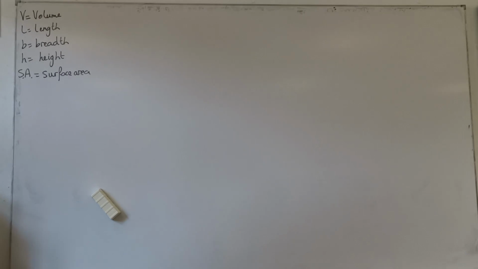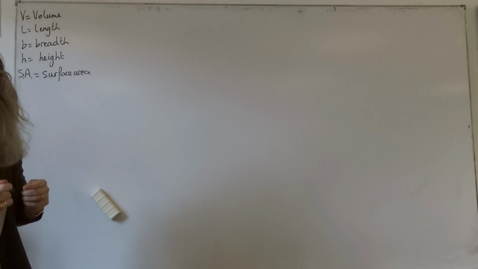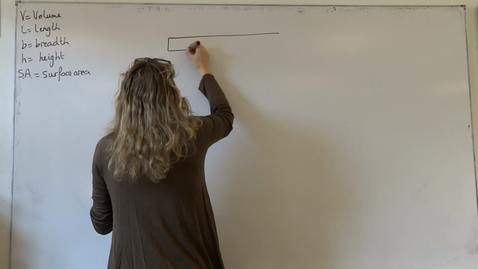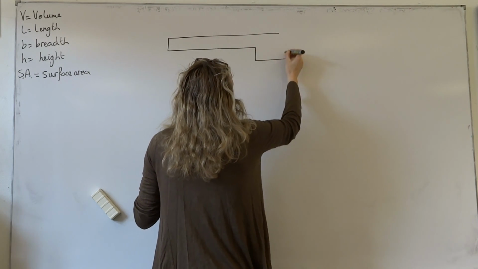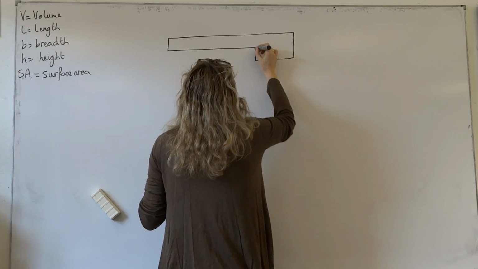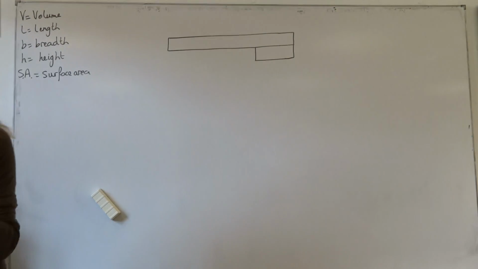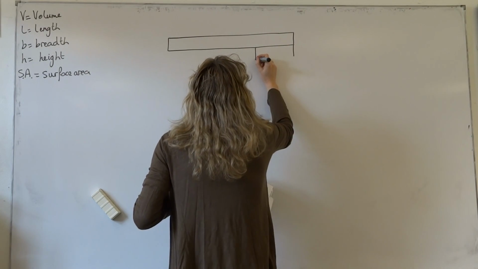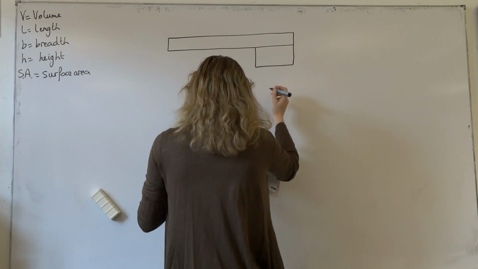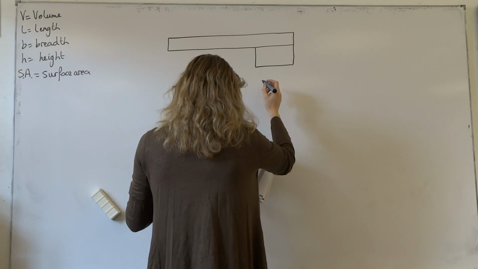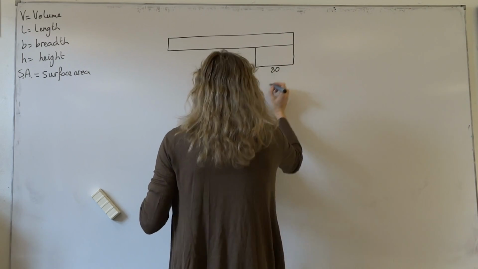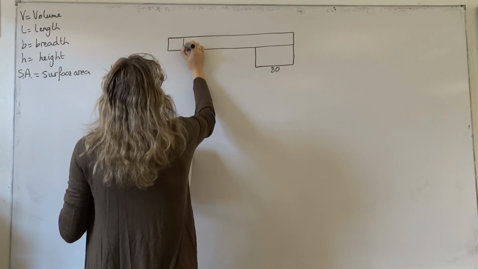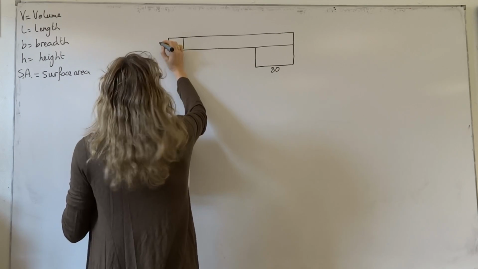Then we have a piece of paper that's going to be folded together and turned into a cardboard box without a lid. And they've given you some dimensions here to help you. You know that the length of the side is 80, and you've got this one here is 50 and 40.